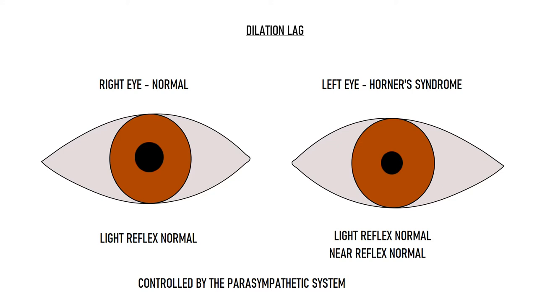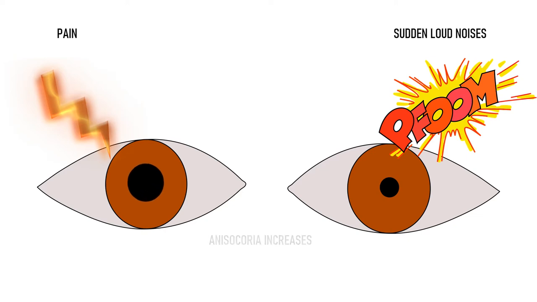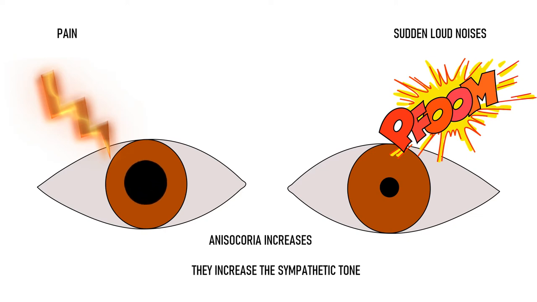Besides the intensity of light, some stressful situations like pain and sudden loud noises can also increase anisocoria because they cause increase in the sympathetic outflow, thus causing dilation of the pupil on the normal side but no response on the side with Horner syndrome, where the sympathetic pathway is defective.